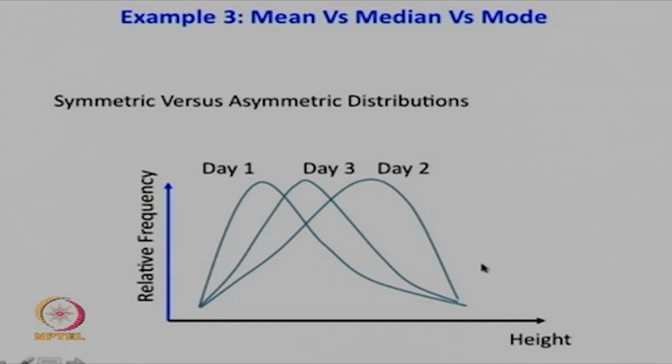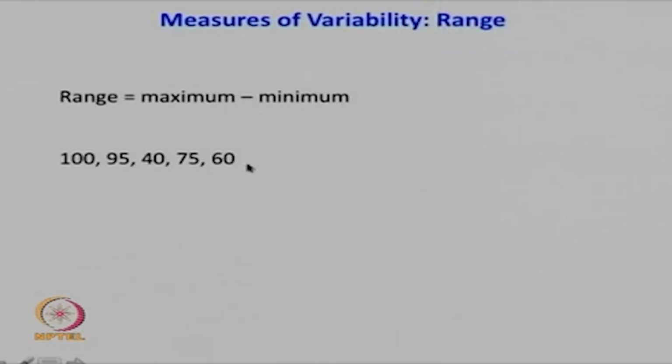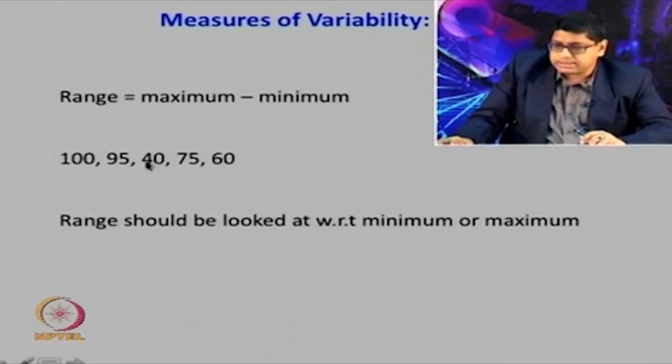So, it tells us that in addition to quantifying mean, median and mode, there must be other ways of capturing the variation in this data. One of the measures which is very frequently used is the range, which is nothing but maximum minus minimum. So, in this particular case my minimum is 40, my maximum is 100. So, range is equal to 100 minus 40, equal to 60.